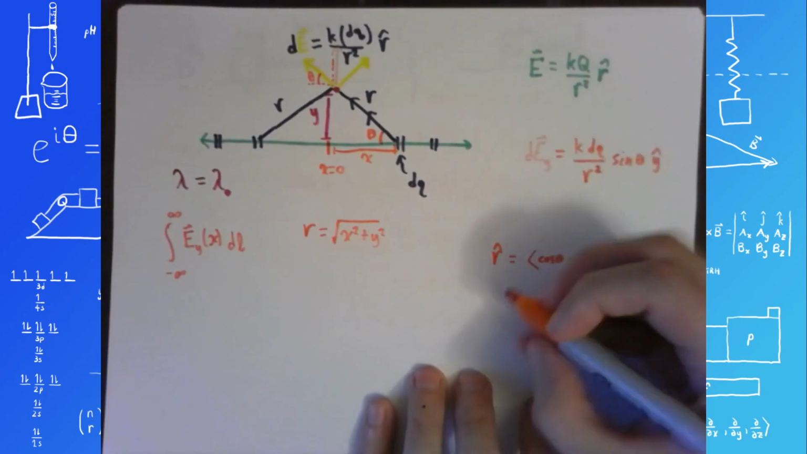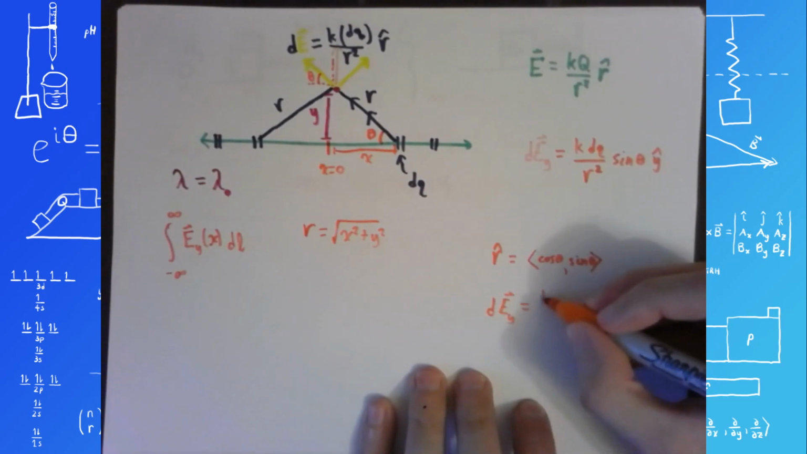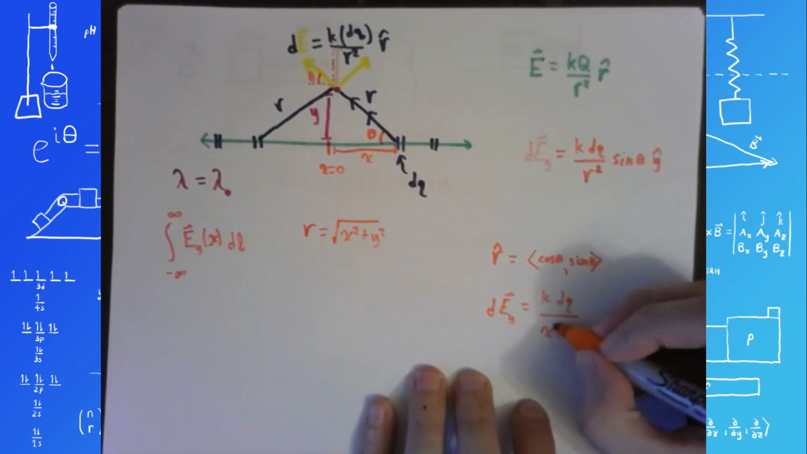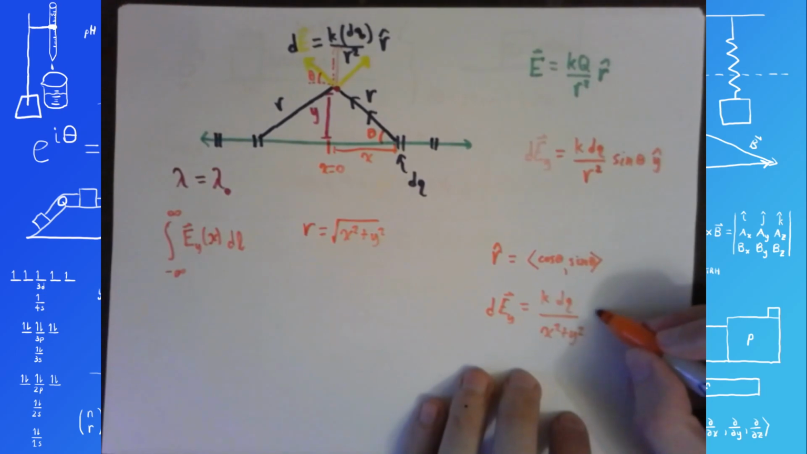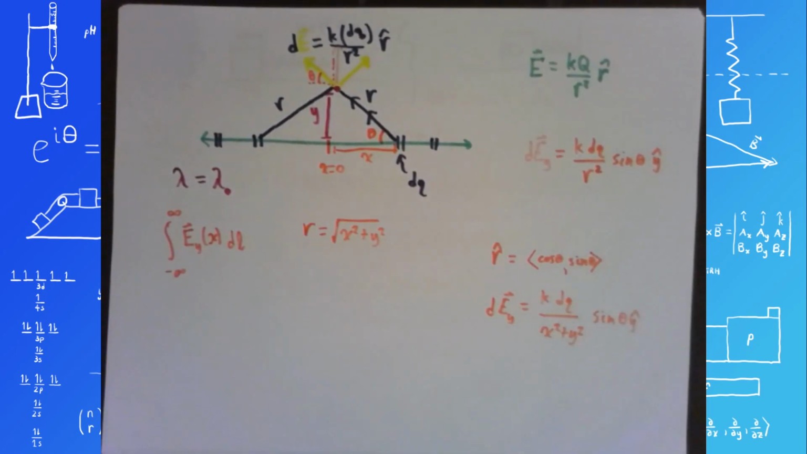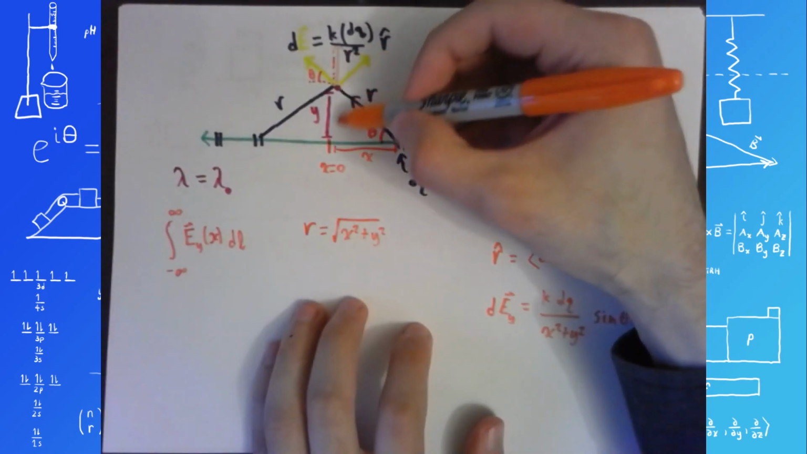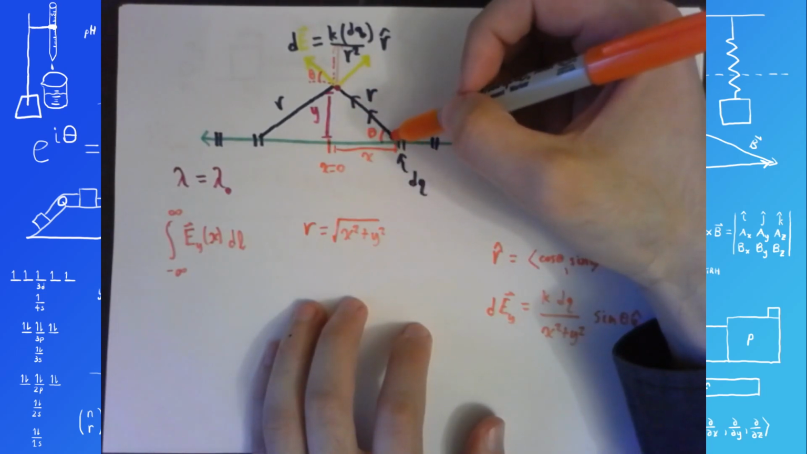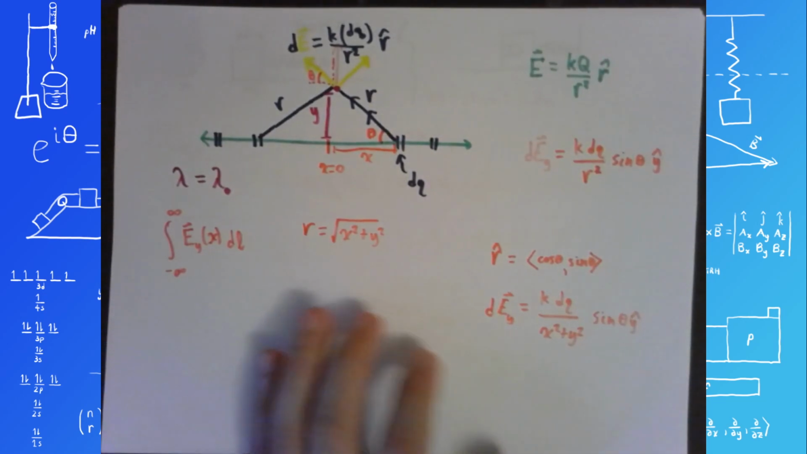So let me go ahead and rewrite my dEy is equal to k dq over x squared plus y squared times sine of theta y hat. And come to think of it, theta is also a variable here. So yeah, we're going to also need to redefine theta. How do I want to do that?